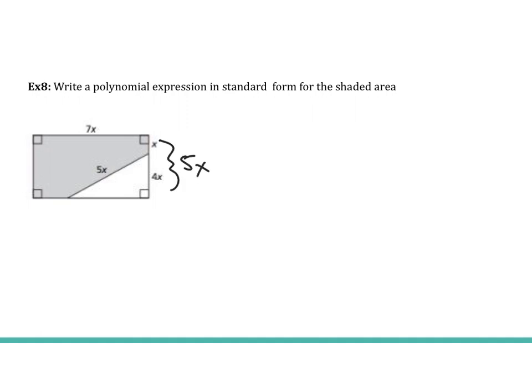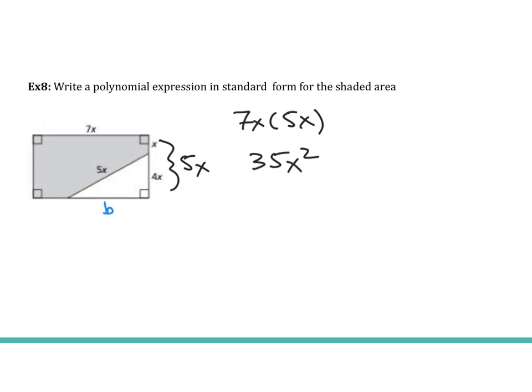So if I want to find the area of my rectangle, it's going to be 7x times 5x, which is now 35x squared. The next step is to find the area of the non-shaded region. So I can see that I have this triangle. The height of my triangle is going to be 4x, and I know my diagonal is 5x, so I can use that to help me figure out this missing side by using my Pythagorean formula. I'm going to label this missing side as b.